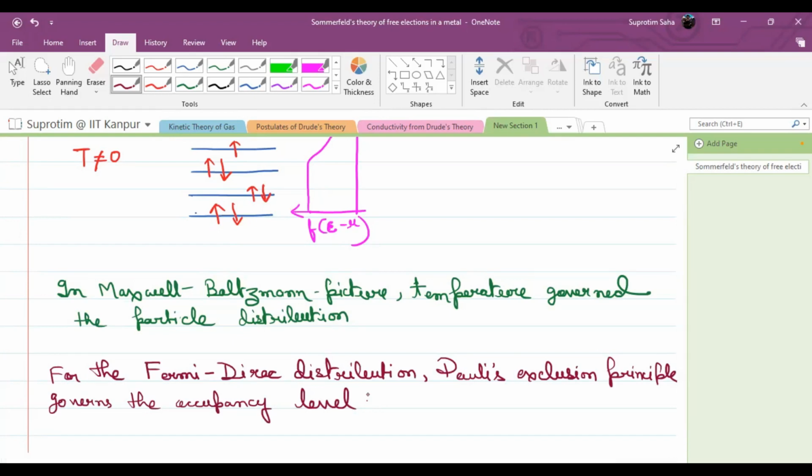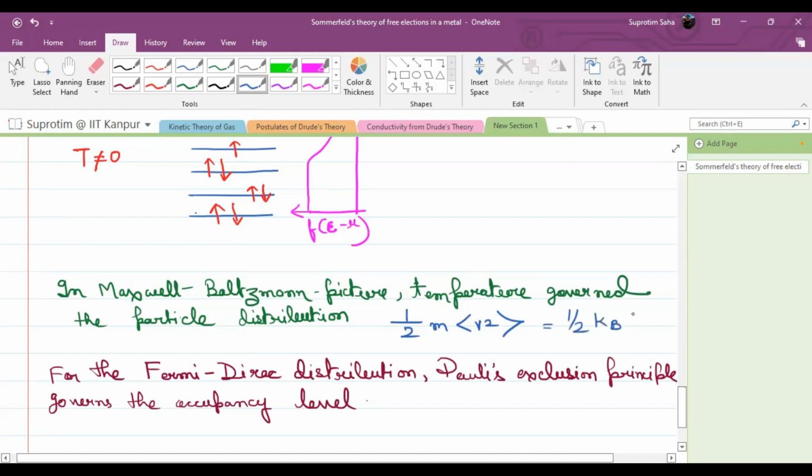All right, and as you can understand, this is your familiar equipartition theorem: half m v mean squared is equal to half kBT. So each degree of freedom supplies half kBT of energy.